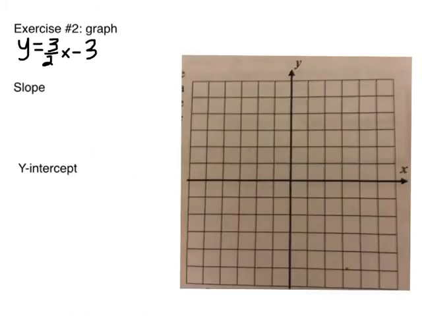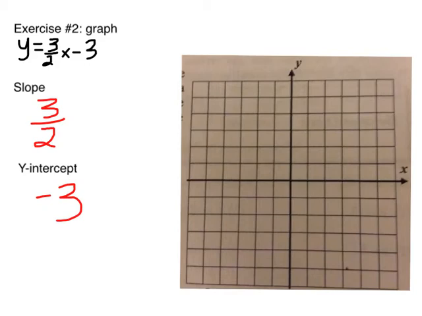Now on to exercise number 2. It says, please graph the equation y equals 3/2 x minus 3. So I'm going to go ahead and start off by doing a quick little review of how to graph this. My slope is 3/2, and my y-intercept is -3.